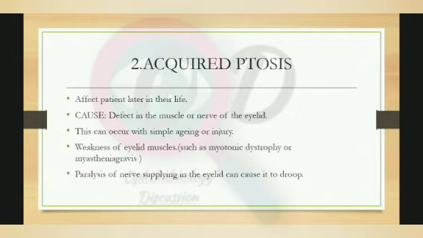Now, paralysis of the nerve supplying the eyelid can cause it to droop. The nerve that supplies the upper eyelid is the oculomotor nerve, the third cranial nerve. This can supply the eyelid, and that is being affected. So it will droop, and due to its weakness it will droop.